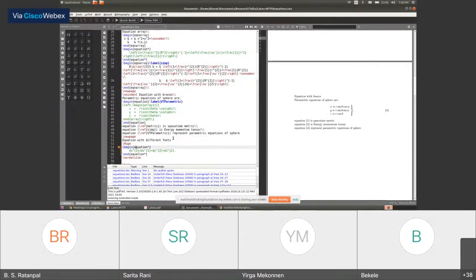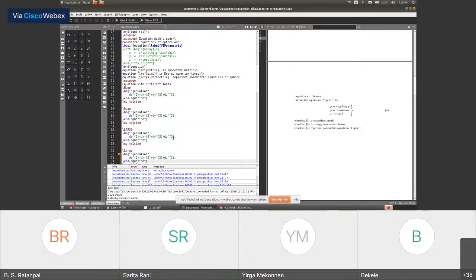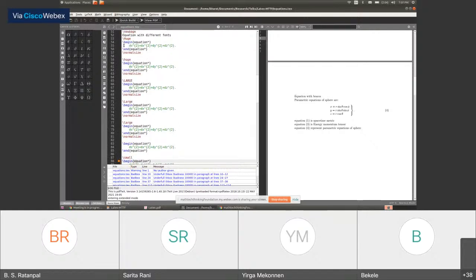Equation with different forms. I have written only one equation, and that equation is ds square is equal to dx square plus dy square plus dz square. If I want to write in the huge format, I need to write slash huge, and slash huge is an unpaired tag. Since it is an unpaired tag, we don't close this huge tag. Just as we have begin and end for the equation, we can't do begin huge and end huge. So huge is an unpaired tag. That means whatever equation we write below huge will be in huge size only.